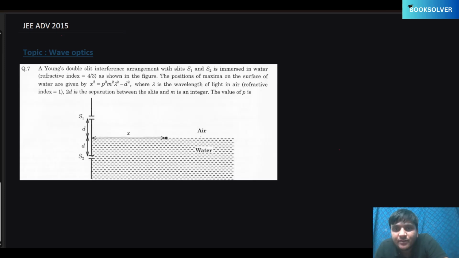Hello everyone. So today we are solving another question of JEE Advanced 2015. This is on the topic of wave optics. So let's read the question.